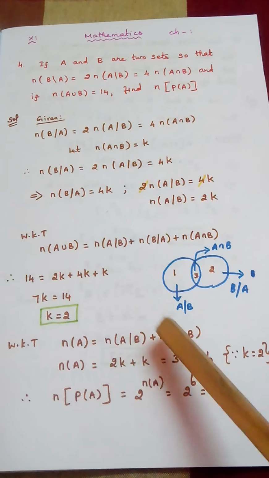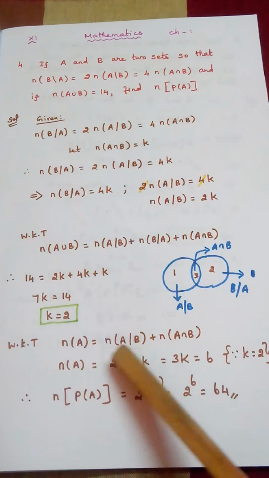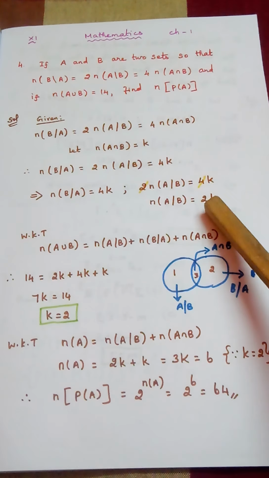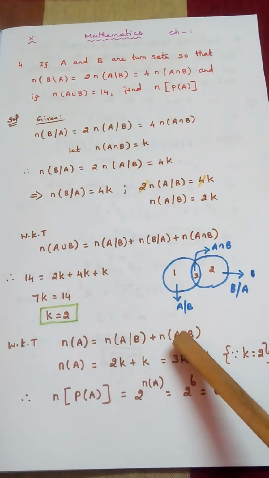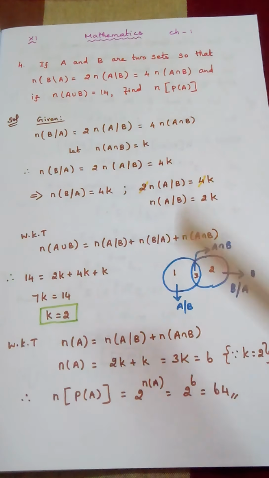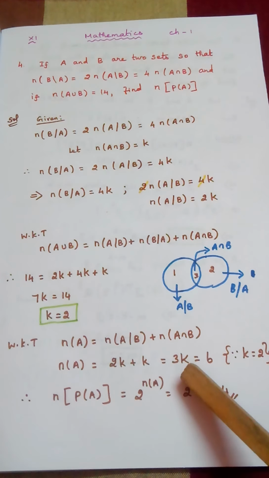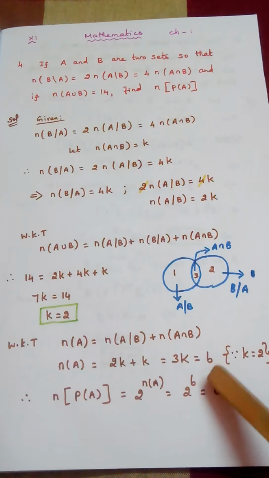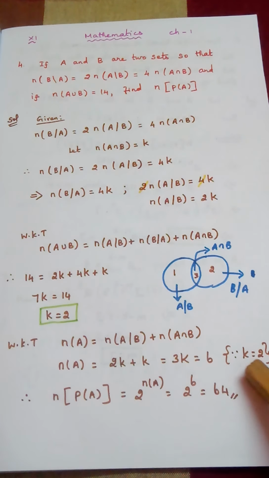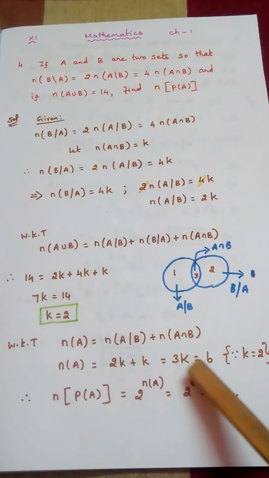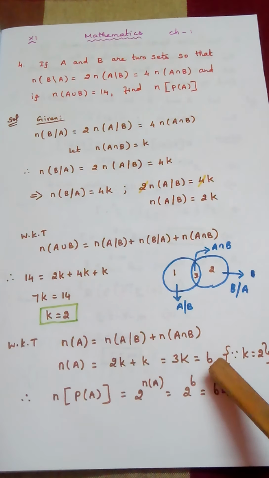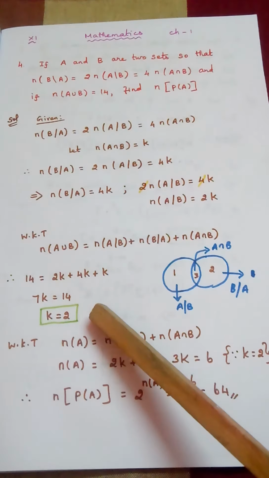Why are we writing like this? Because these two values we know. N of a difference b is 2k plus n of a intersection b is k. So 2k plus k is 3k. 3k equal to 6. Can you tell how it is 6? Because k value is 2. So 3 into 2 is 6. K value we found out here.